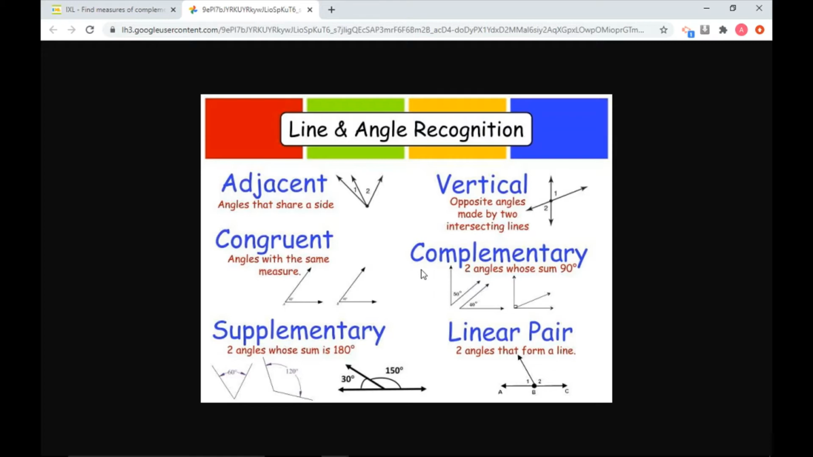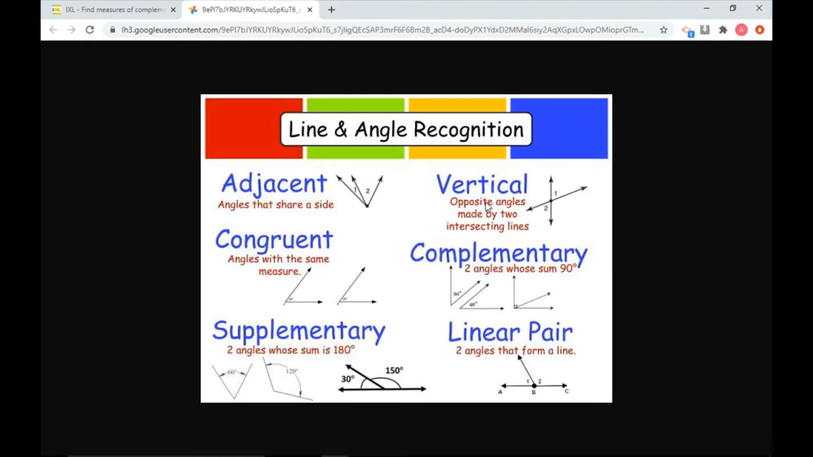Complementary angles are angles that sum or add up to 90 degrees. They do not have to be together. They can be separate, like pictured here. Supplementary angles are two angles that add up to 180 degrees. Congruent just means the same or equal. Adjacent just means angles that are right next to each other. Technically, it's two angles that share a line and a vertex point, but just two angles that are next to each other.